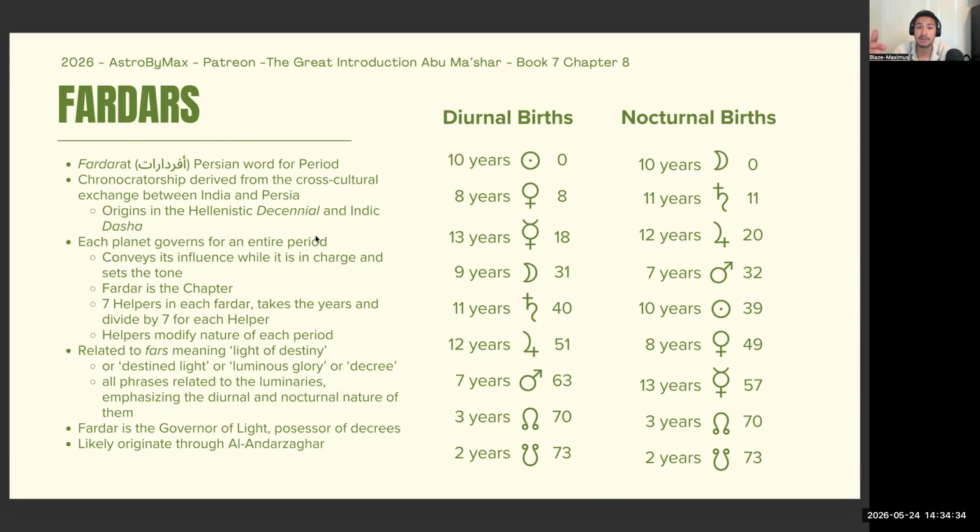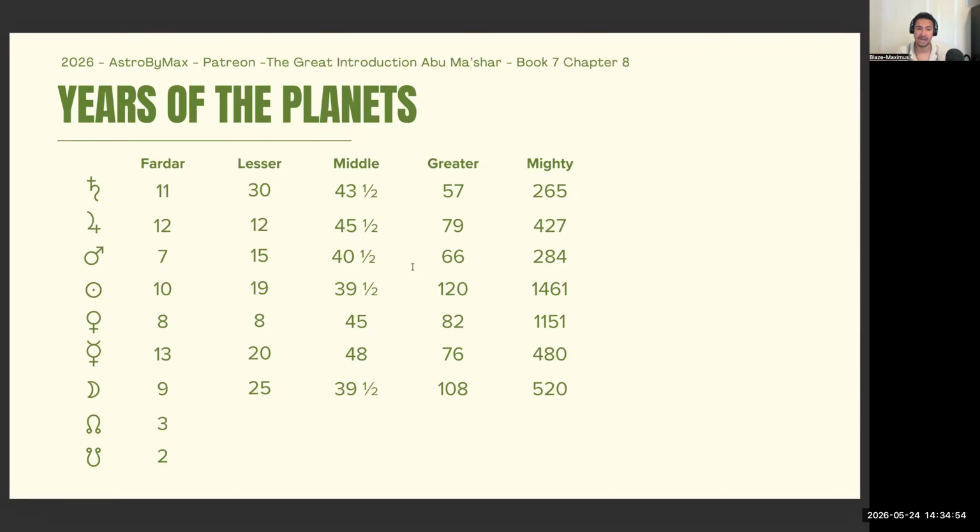And then we have the years of the planets, which we've talked about briefly earlier. But the years of the planets, again, we have the Fardar years, which for Saturn are 11, Jupiter 12, Mars 7, the Sun 10, Venus 8, Mercury 13, the Moon 9, the North Node 3, and the South Node 2. But we also have the lesser years as well, which are used actually in the terms.